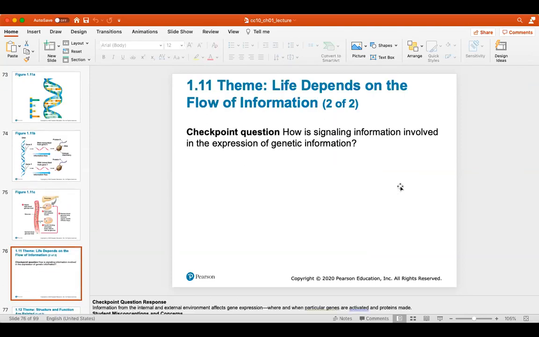Checkpoint question: how is signaling information involved in the expression of genetic information? Information from your internal and external environment will affect gene expression.